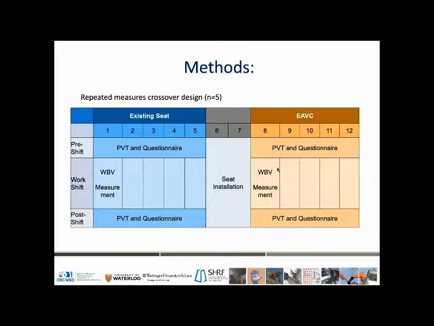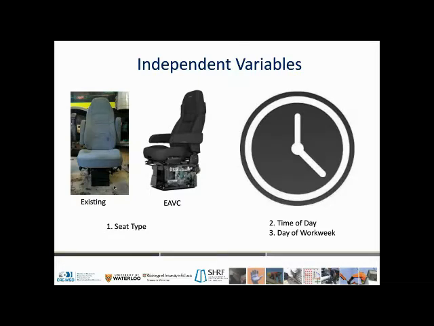So overall, we measured 50 work days pre and post of vigilance and discomfort, and we also measured the seat and floor vibration exposures for the drivers in both seating conditions. All right, so just to recap, the independent variables of this study were the 2 different seat types, the existing passive air suspension seats, which were already found in the driver's truck, and the vibration canceling seat that was installed afterwards. Time was also a factor. We looked at changes over the course of a work day and over the course of a work week.